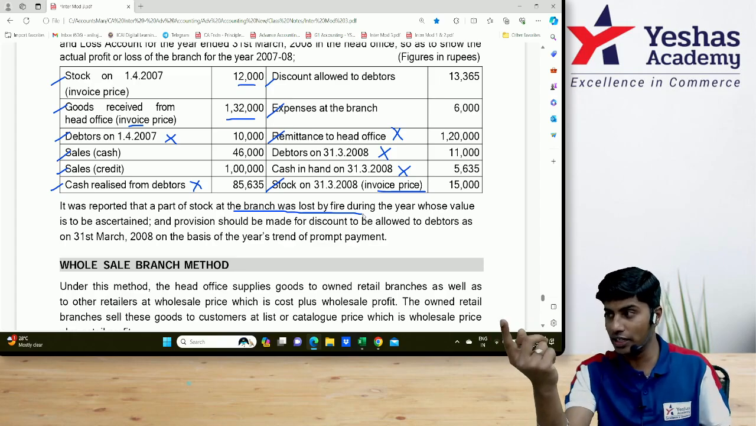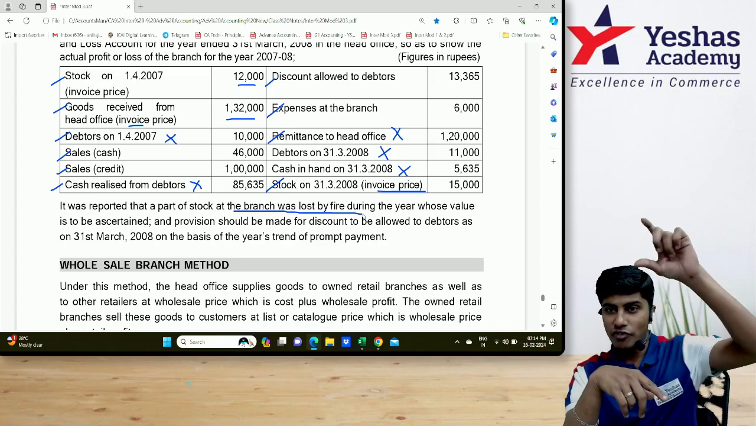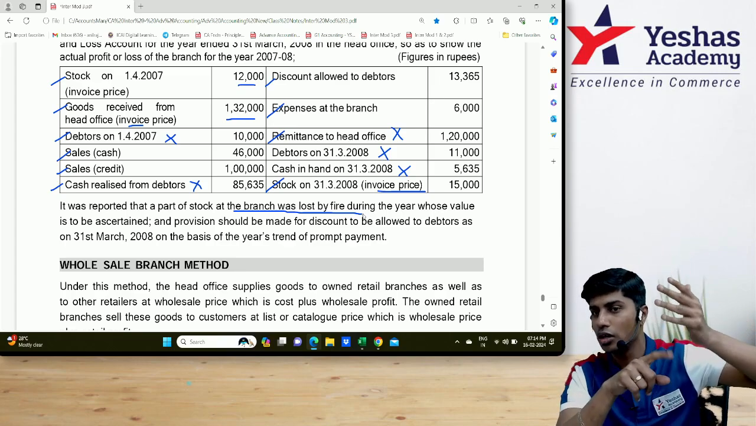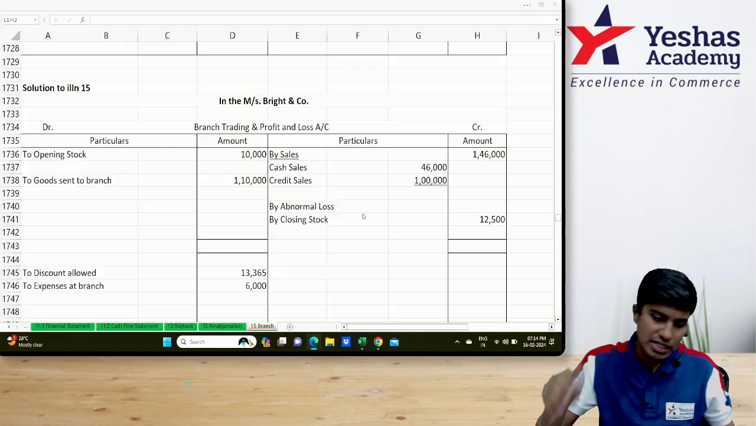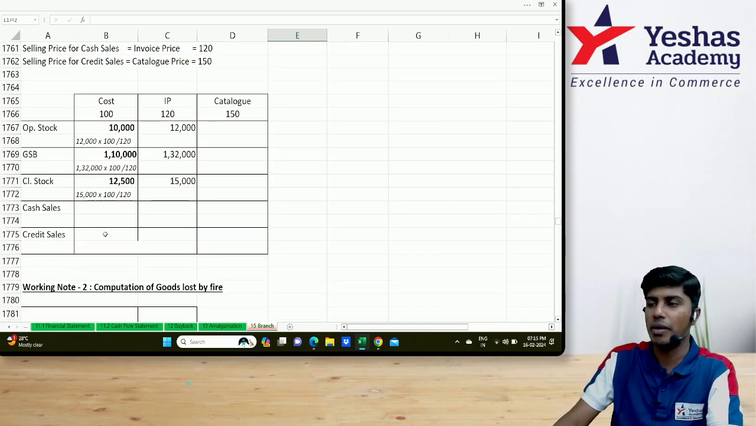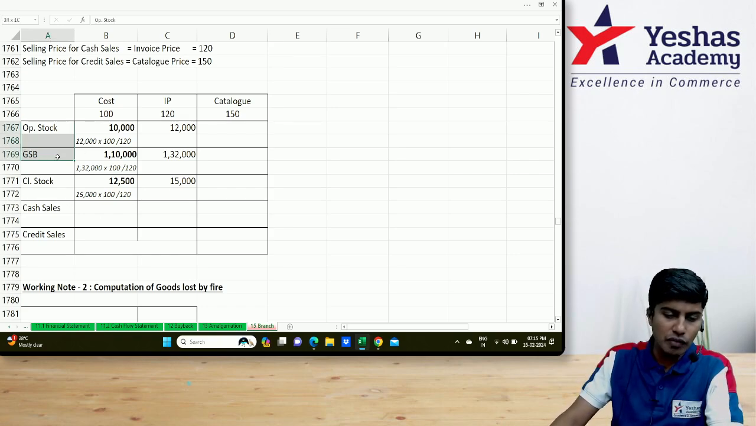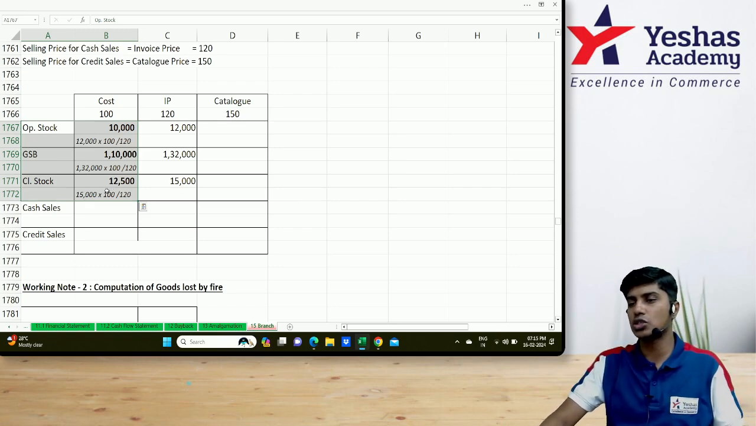Sales, if we know it at selling price, we'll bring it to cost price. Closing stock, we'll write it at cost price. Opening stock plus goods sent to branch minus cost of goods sold should be closing stock. To the extent it doesn't match, that is abnormal. Shall we do it? Same working note. Bring everything to cost price. Then we'll find the balance and figure it as abnormal loss. We know opening stock, goods sent to branch, and closing stock at cost price. We only need to bring the sales to cost price.